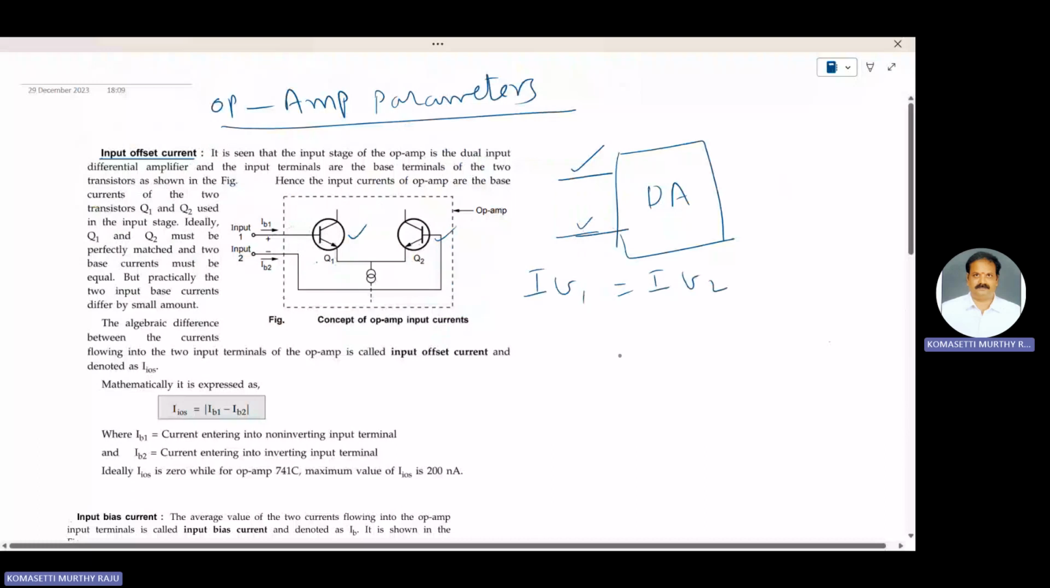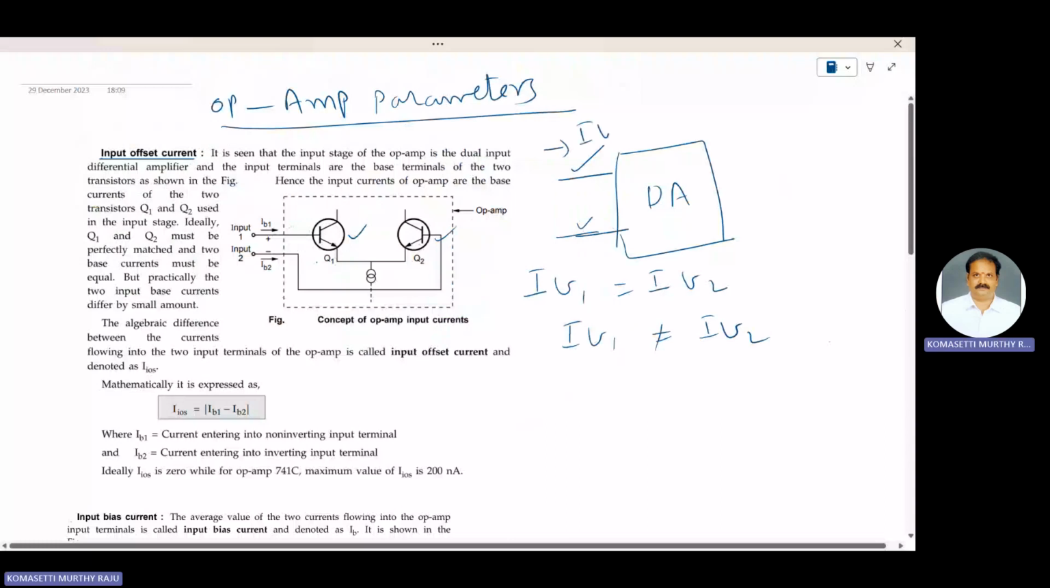But practically, the two input base currents differ by a small amount. Therefore, practically, these two base currents are not equal. IB1 is not equal to IB2. The algebraic difference between the currents flowing into the two input terminals of the op-amp is called the input offset current, and it is denoted as IOS.